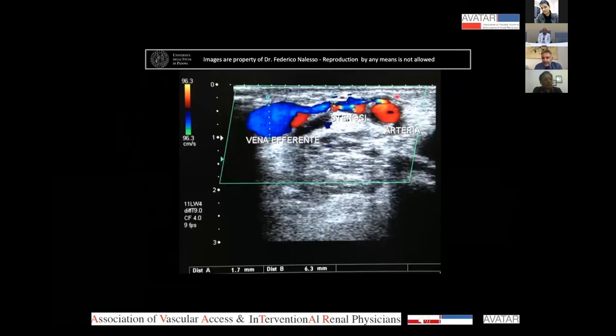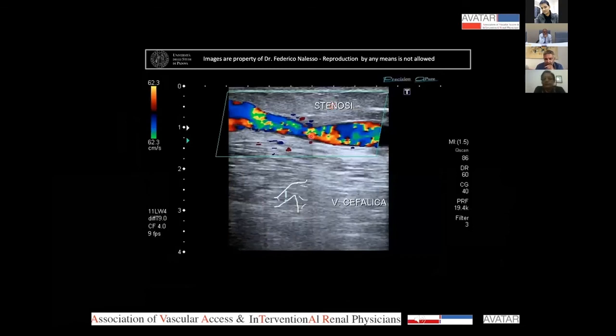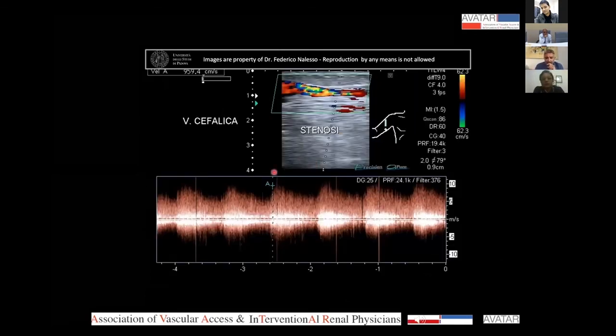In this slide, we can see a stenosis that we can identify by the aliasing in this point. In the slide, you can see the aliasing due to the acceleration of the blood flow in this point due to the presence of the stenosis. By the use of the Doppler analysis, we can identify and measure the peak systolic velocity in the point of stenosis.